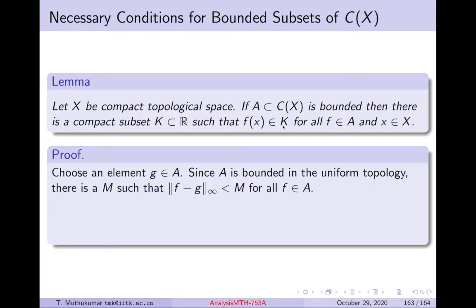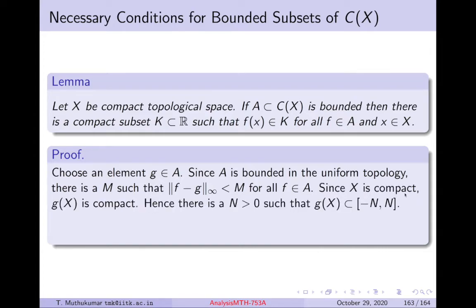So the proof is actually quite simple, right? You choose any element G in A, and A is bounded, which is the assumption that you started with. When we say bounded, you use the uniform metric here. So when A is bounded in the uniform topology, then there is an M such that this happens. Both of these are continuous functions, and if G is in A and A is bounded, then for all f in A this happens: f minus G is bounded by some number.